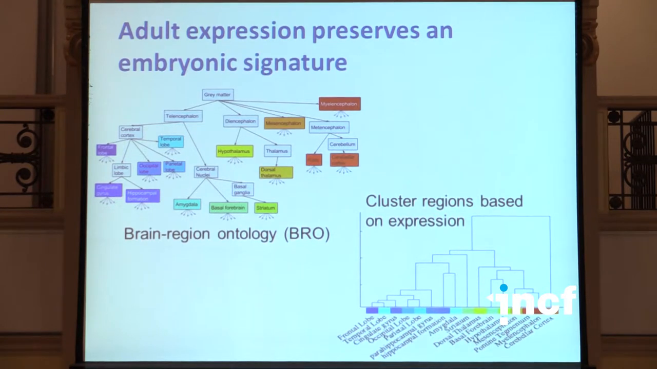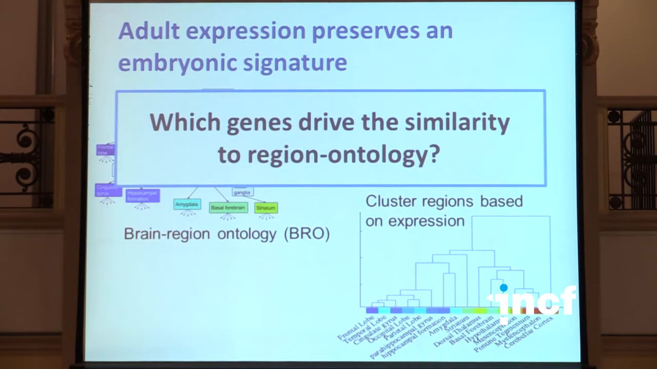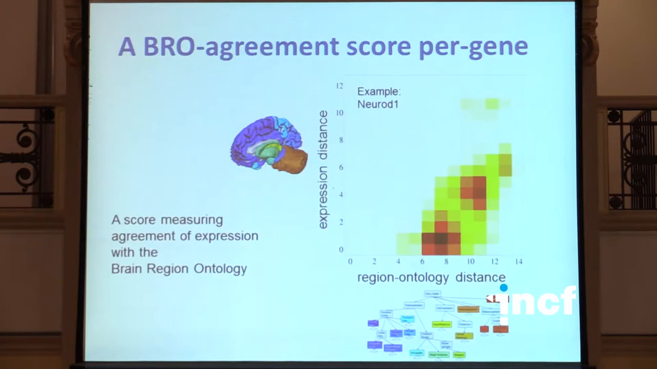But of course, this is clustering that is based on the full genome, and it is possible that just a small number of genes drive this similarity between regions. So what we actually wanted to know is what genes drive this similarity between brain regions. So to do that, we went and defined an index that was per single gene. And here's what we basically did. This is an example for one gene, NeuroD1.